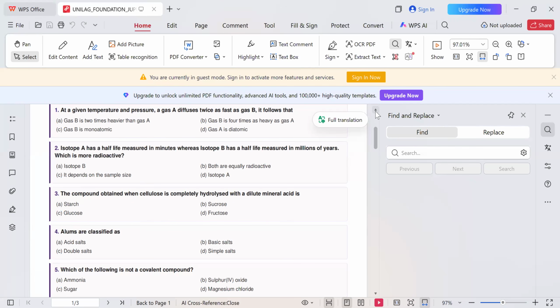That means the molecular weight will be 4 times. I hope you understand that. So the answer is B: gas B is 4 times as heavy as gas A.